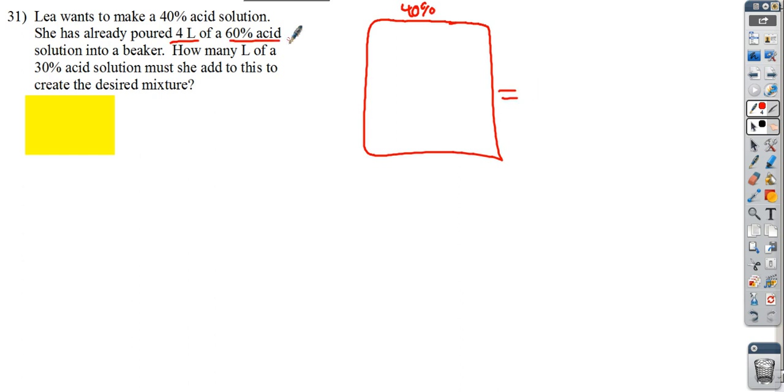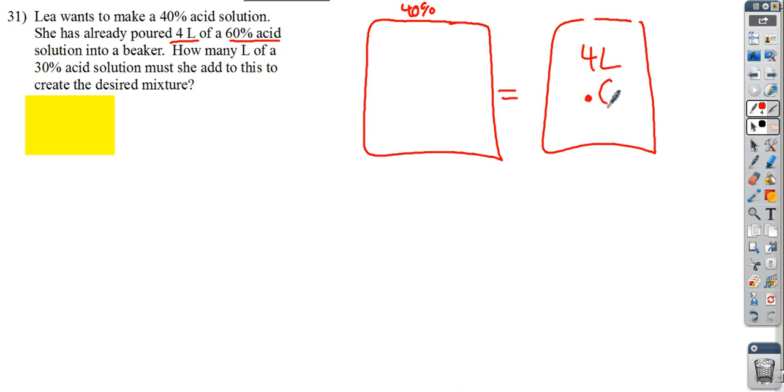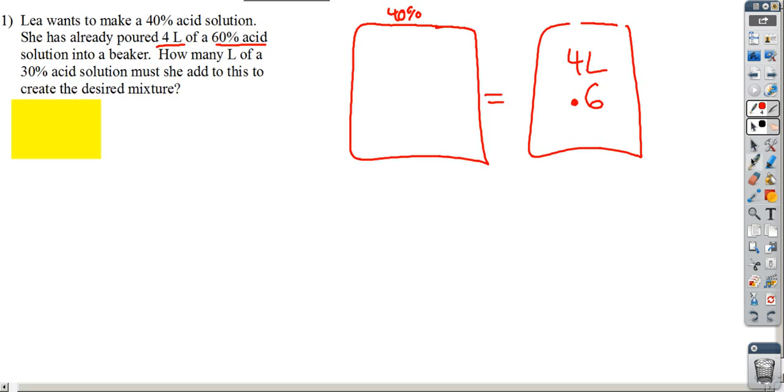She's going to pour 4 liters of 60% acid. So she's going to have 4 liters of 60% acid, so 0.6 is the 60%. The question is, how many liters of a 30% solution must she add to this? X stands for the number of liters that we don't know, and we know it's 0.3, it's 30%. How many liters must she add to the 60% one to create the desired mixture?